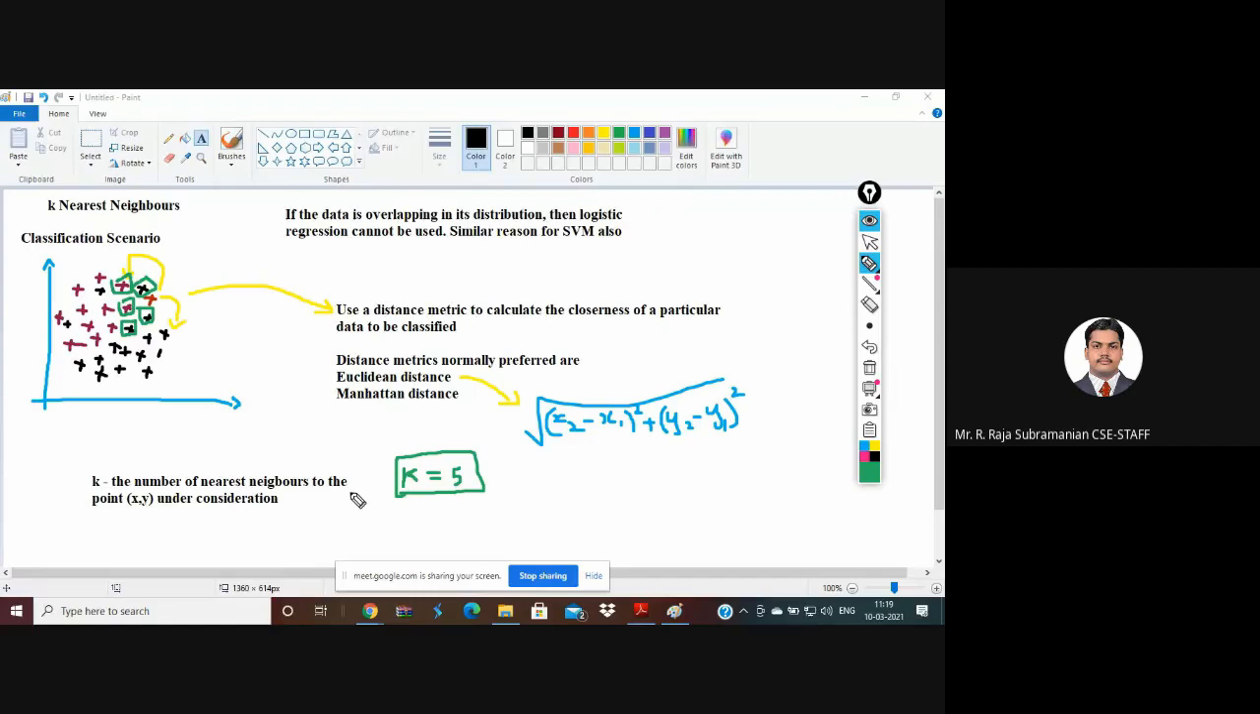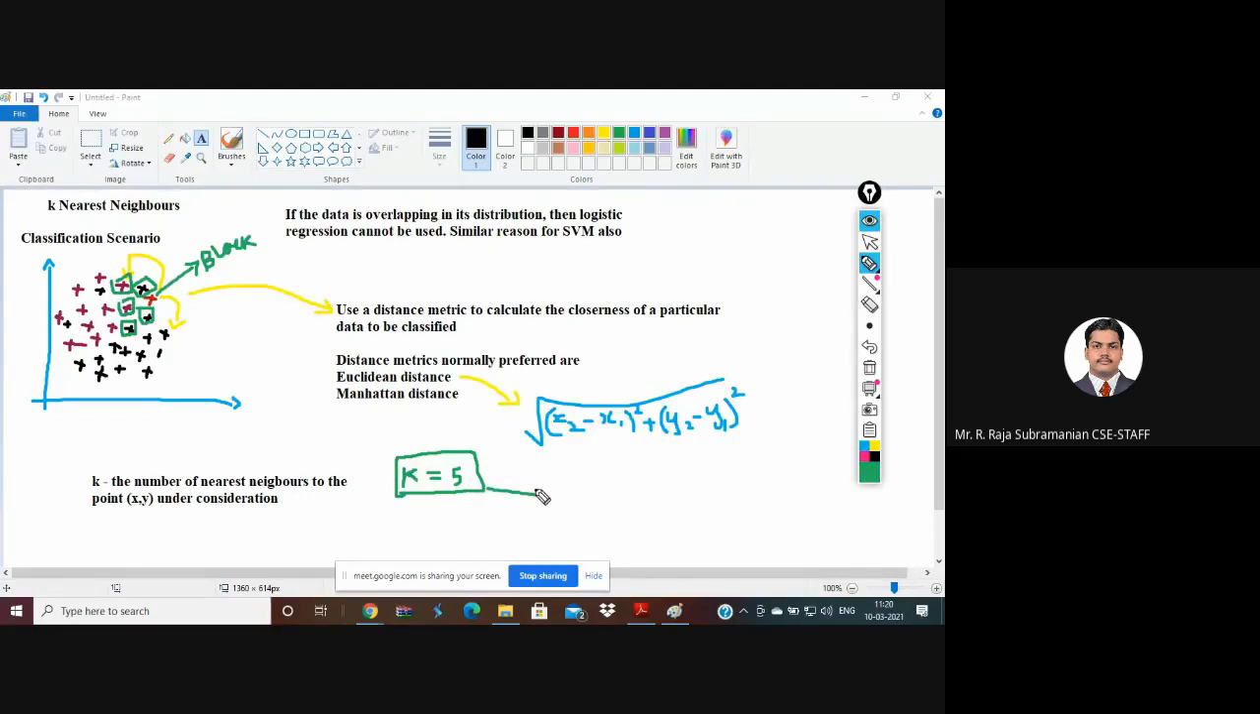So if I have k equals 5, what I have to do is see how many neighbors are supported by one category, how many neighbors are supporting the other category, and based on that, I'll say that the maximum people are supporting black. So I go with the classification of red as black. So I name this red also to be black. Can you understand how to fix this k value? K is a hyperparameter, we are going to change it. But if 5 is there, we need to see what is the maximum.